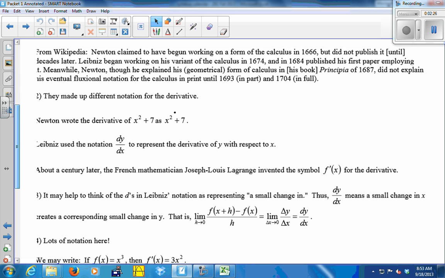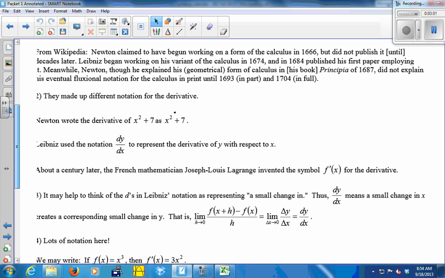Leibniz used this notation dy over dx to represent a derivative, which is very intuitive because a derivative is an instantaneous rate of change, right? Which is a limit of an average rate of change. And the way we represent average rates of change is delta y over delta x. So these d's are sort of taking the place of delta as the delta gets really small, as the change in x gets really small. So that notation kind of matches the average rate of change notation, delta y over delta x.